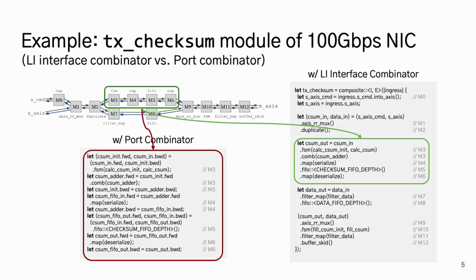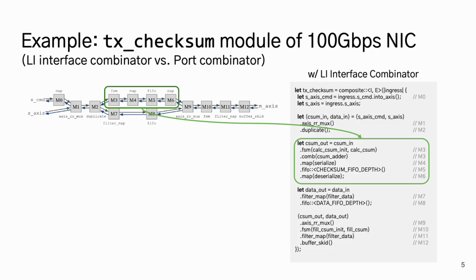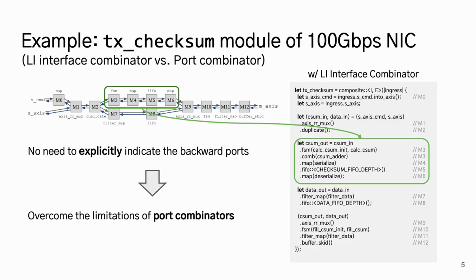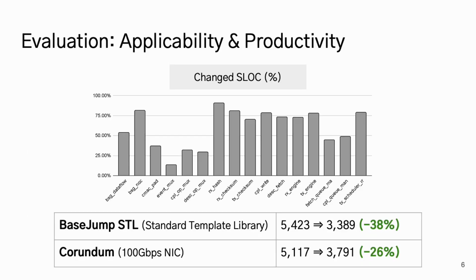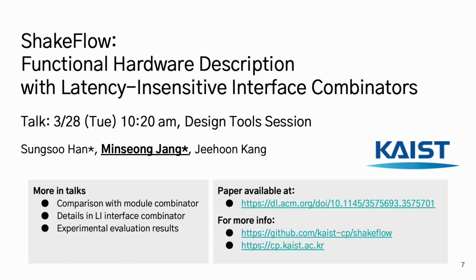As an example, I'll tell you about the TX module in a NIC. In this module, small sub-modules are connected through the latency-insensitive interface. With the latency-insensitive interface combinator, you do not need to explicitly declare backward ports, unlike with the port combinator. Also, we did 2 case studies in this work to test the applicability and productivity. If you come to the talk, you can hear more detailed explanations.